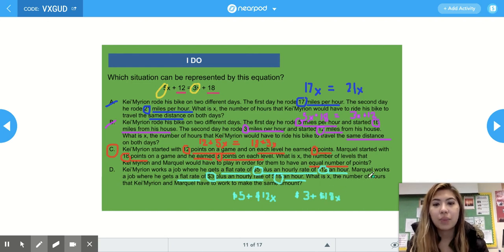What is x, the number of hours that Kimarian and Markel have to work to make the same amount? So in this case, we have 5 plus 12x, which is not the same thing as 5x plus 12, so it's not answer choice D.